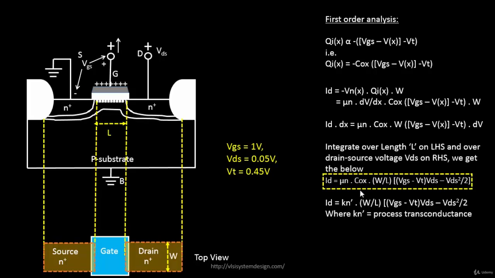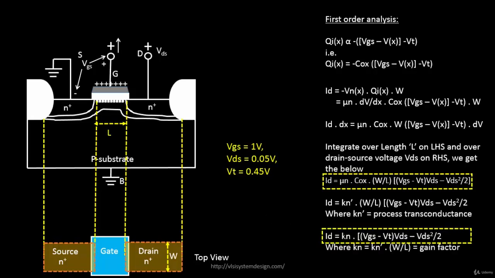Okay, so this term is referred to as process transconductance, and your drain current equation now becomes Kn VGS minus VT into VDS minus VDS square by 2, where Kn can again be substituted by Kn dash into W by L, which is called your gain factor. This is one more constant, one more technology parameter. Okay, so this looks much cleaner because we have substituted all these constants by a single constant. But we have still not come to a point where we can say it's in the linear region, because your drain current is still a quadratic function of VDS. So let's try to do some more math over here.